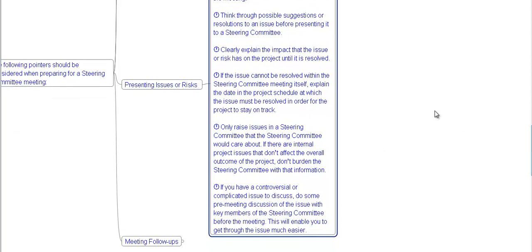Only raise issues in steering committee that the steering committee would care about. If there are internal project issues that don't affect the overall outcome of the project, don't burden the steering committee with that information. If you have controversial or complicated issues to discuss, do some pre-meeting discussion of the issues with key members of the steering committee before the meeting. This will enable you to get through issues much easier.